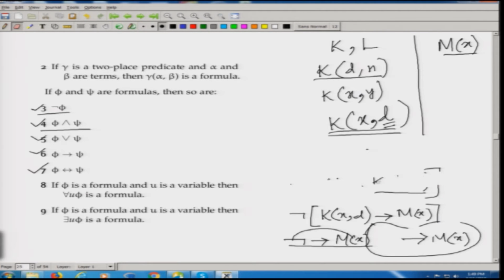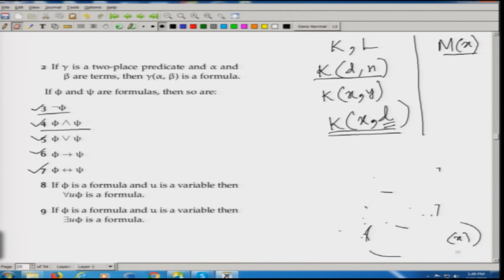We have all these things. So the point is, rule number 8: if phi is a formula and u a variable, then all u phi is a formula. We know the meaning of all u phi, which we have seen in the previous session. We need to see how this rule works.